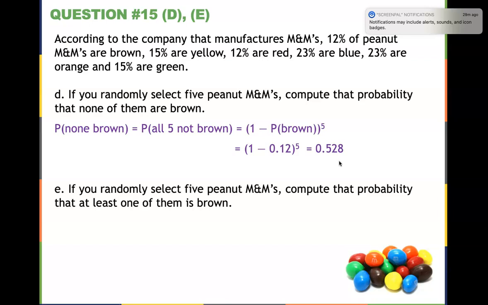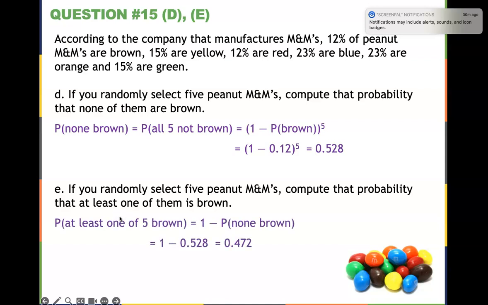If you randomly select 5 peanut M&Ms, compute the probability that at least one of them is brown. Well, look at part D. Part D is the probability that none of them are brown. So at least one of them being brown and the probability of none of them being brown have to add up to 100%. One of these two scenarios is going to happen. So this is simply going to be the complement of part D. At least one brown is 1 minus probability of none brown. So that means you've got a 47.2%.